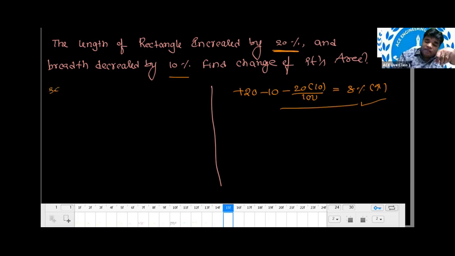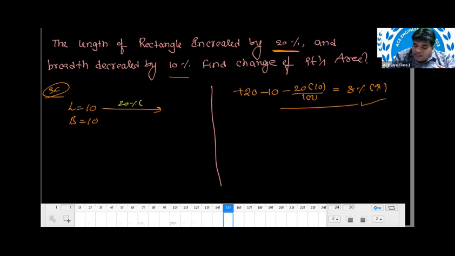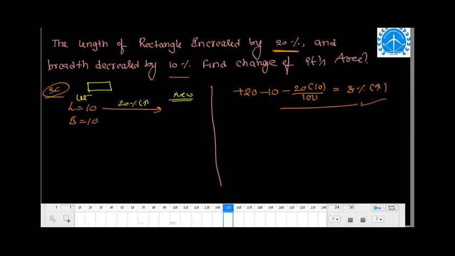Another method, if you don't know the formulas. Assume length as 10 and breadth as 10. 10 is the simplest number. Length is increased by 20%. So how much does the length become? Length 10, 20% increased. What is the new length? 12, sir. It is not a decimal, Sanita. 12.